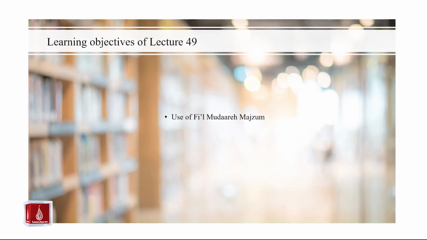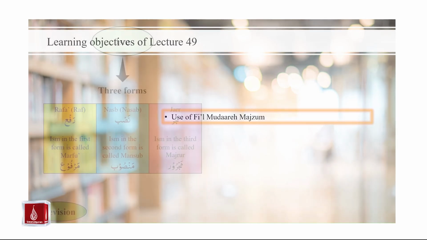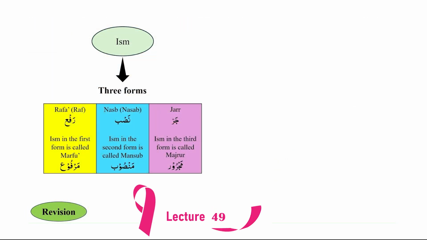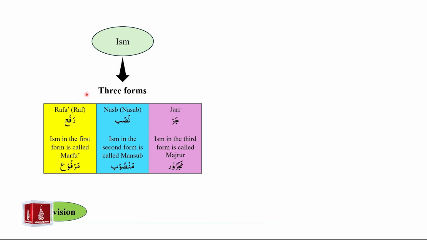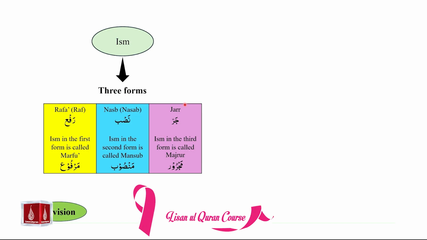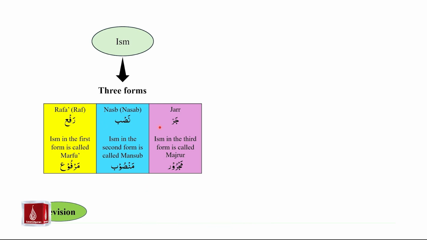In this lecture, we will study the use of فعل مضارع مجزوم. Let us go back and revise the three forms of ism and the three forms of فعل مضارع. The three forms of ism were rafa, nasab, and jar. Ism in the first form is called marfu, ism in the second form is called mansub, and ism in the third form is called majroor.